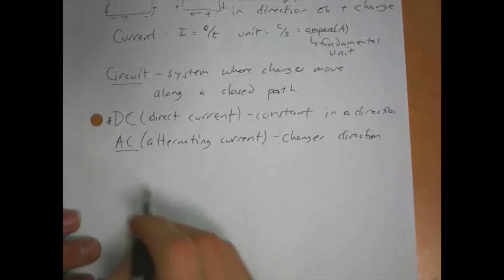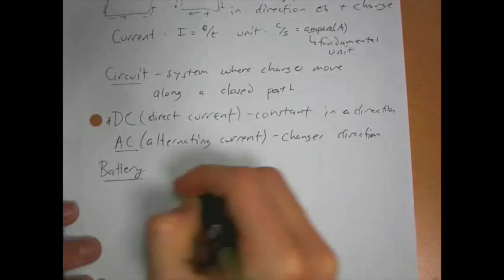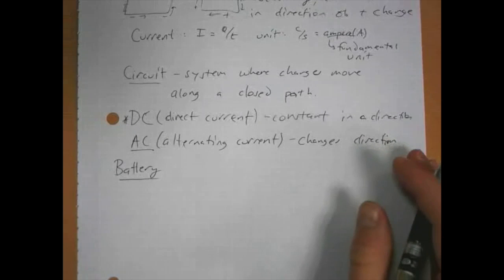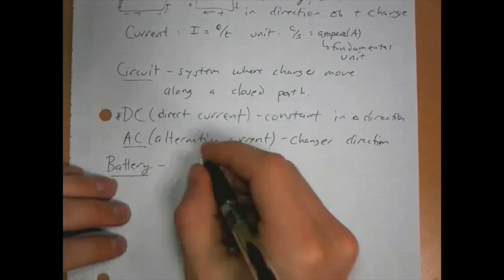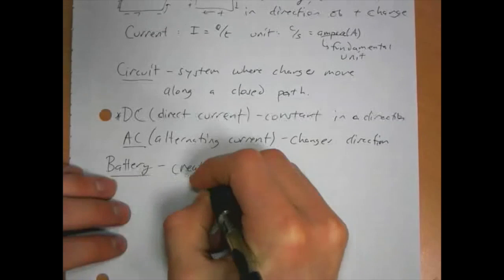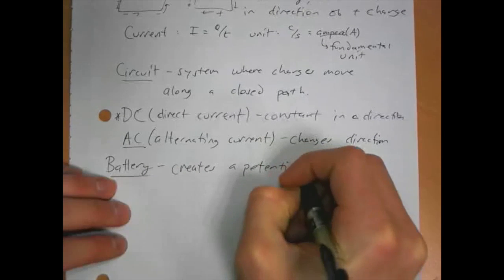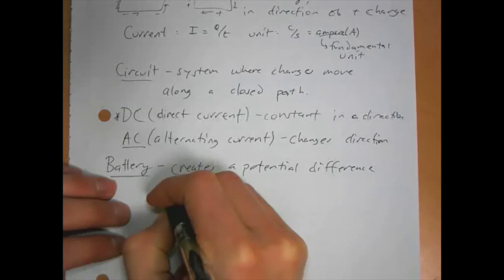A battery. You guys all know what a battery is, or you've seen a battery, but you may not have thought about what it is physics-wise. What the battery does is it creates a potential difference between its two terminals.